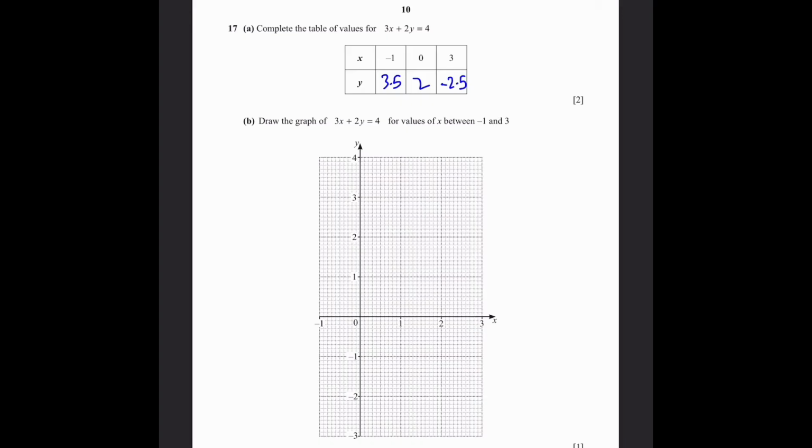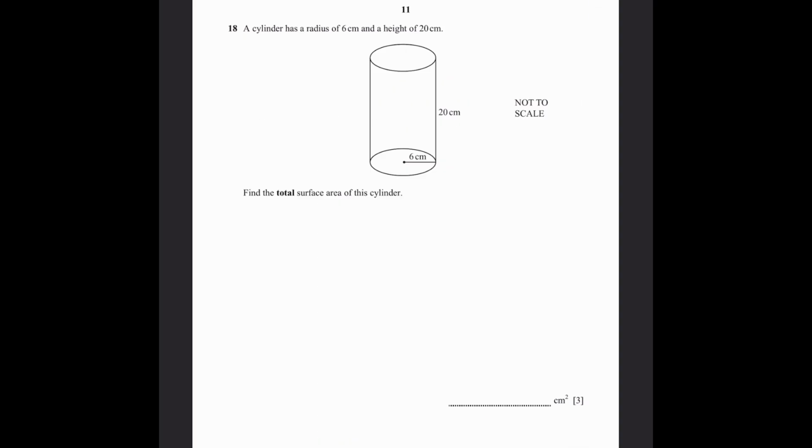B. Draw the graph of 3x plus 2y equals 4 for values of x between minus 1 and 3. So minus 1 comma 3.5 over here, 0 comma 2, and 3 comma minus 2.5 goes down there. This is a straight line graph which goes like this, and we can just label this 3x plus 2y equals 4. That's the answer.